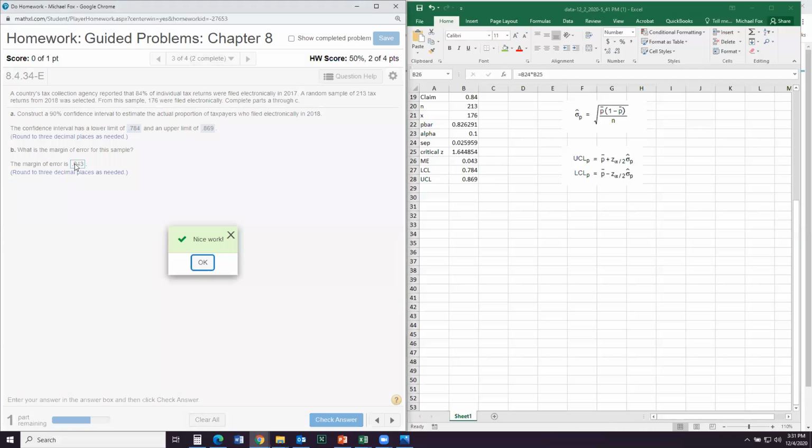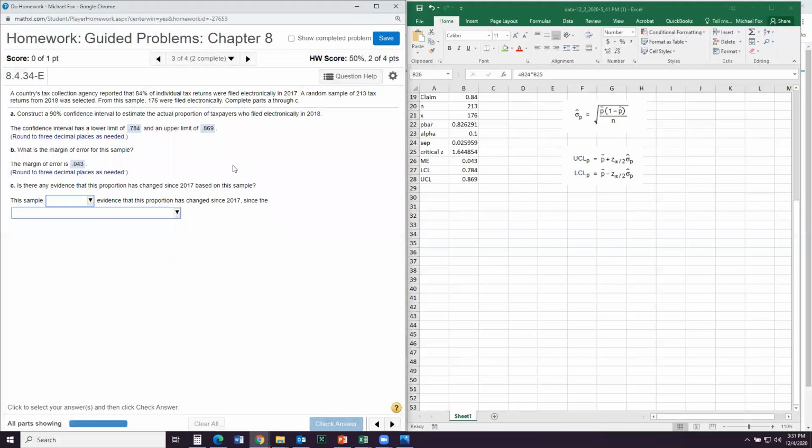So again, this means we are 90% confident that the actual proportion of tax filers filing electronically is going to be somewhere between 0.784 and 0.869. So the last one's going to ask us if there's any evidence that the proportion has changed based on what we saw here.